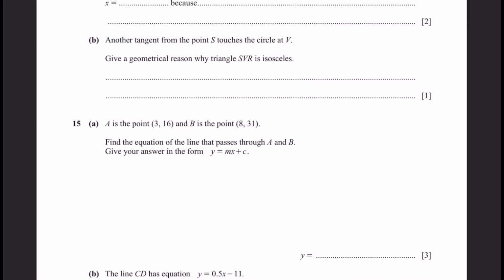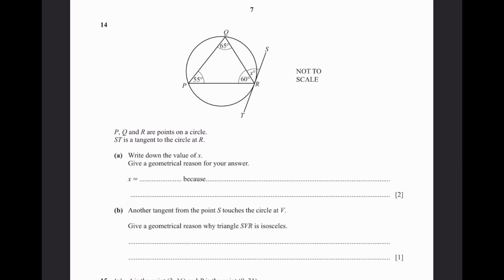Let's go to question 14. P, Q, and R are points on a circle. SD is the tangent to the circle at R. A. Write down the value of x degrees.